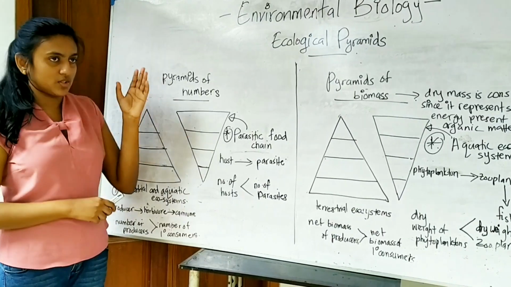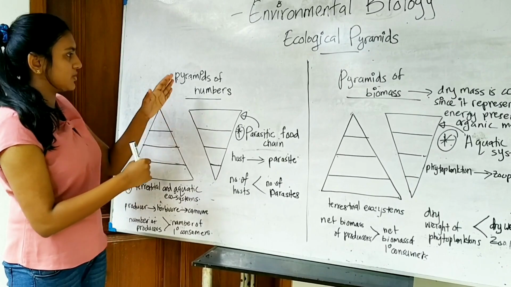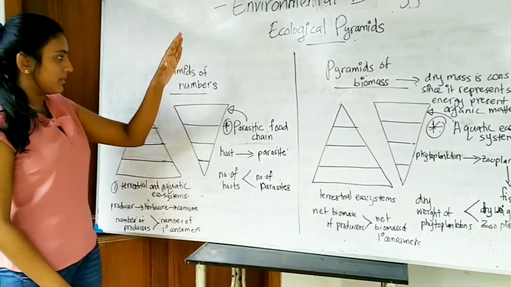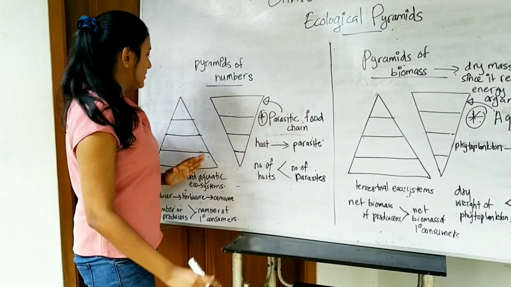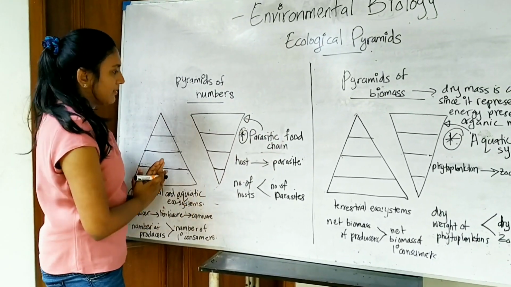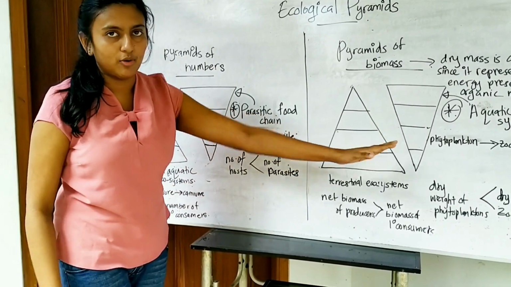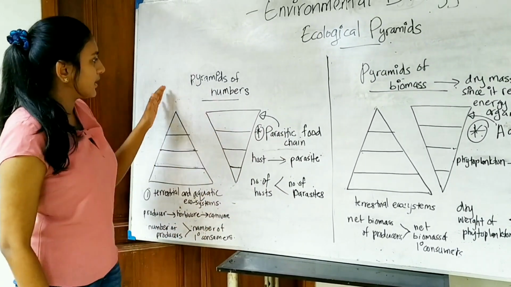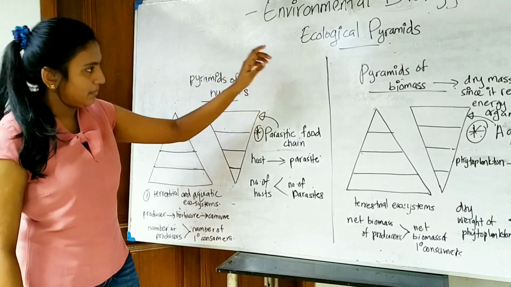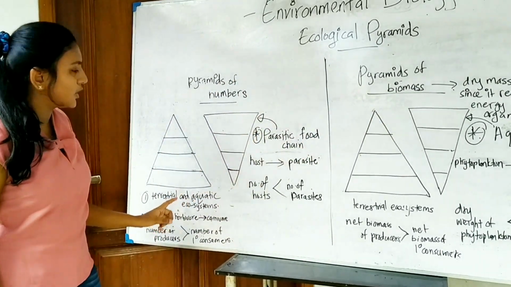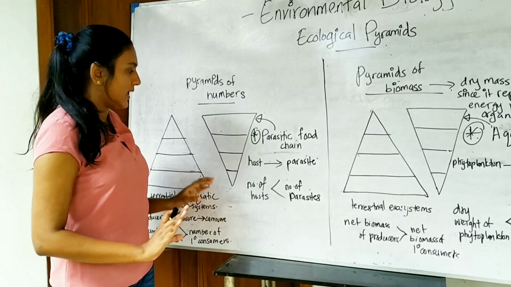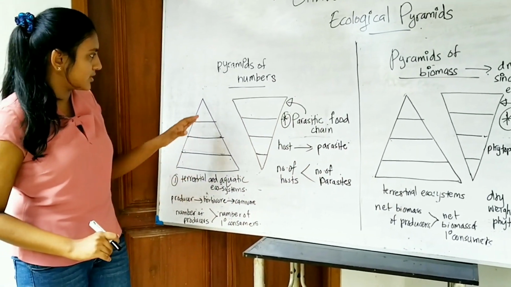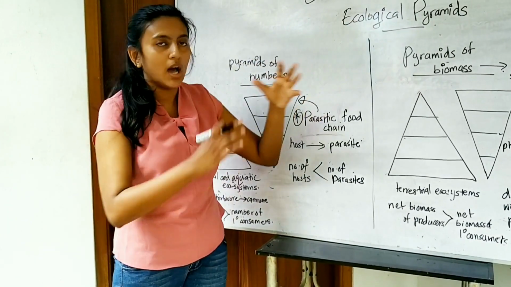We spoke about the pyramids of energy. So now coming to pyramids of numbers and pyramids of biomass. As we said earlier, pyramids of numbers and pyramids of biomass can be present both in the upright form and in the inverted form, unlike energy pyramids, which are always upright. In terrestrial ecosystems, normally both these pyramids are upright.